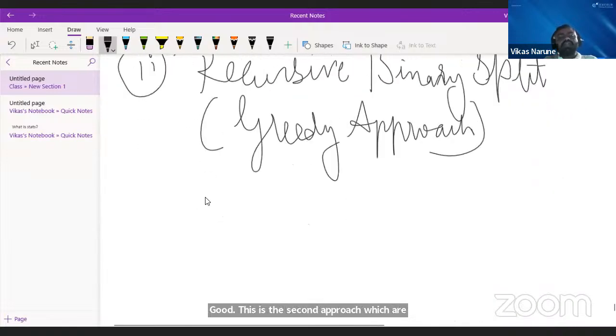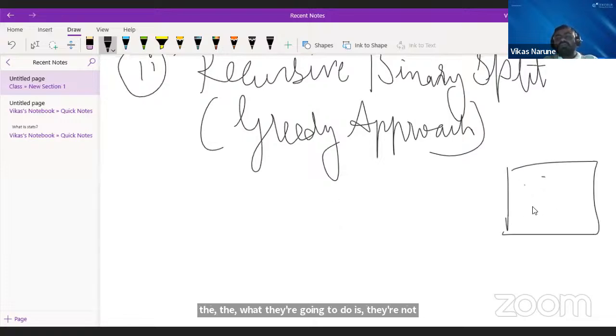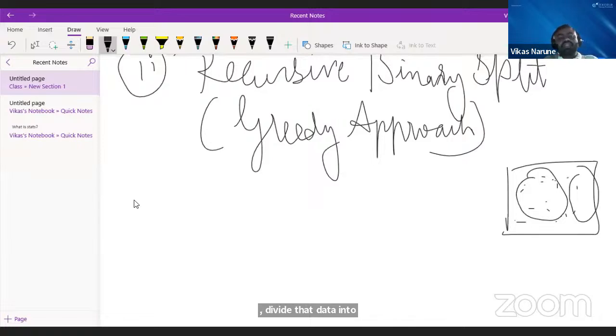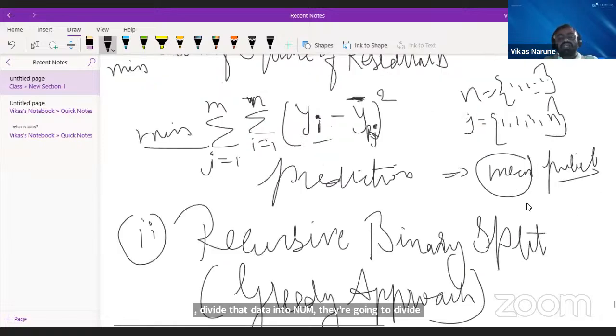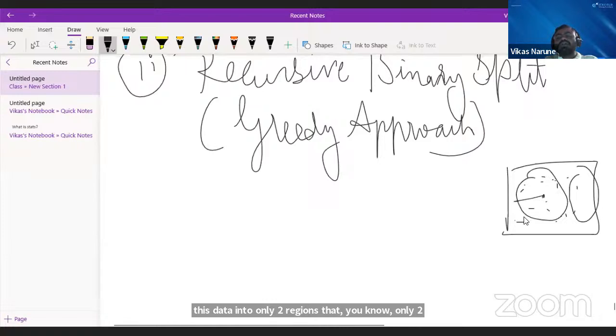In the greedy approach, they are not going to divide the entire data into n number of regions. They are going to divide this data into only two regions, guys, in such a way that the differences from the center to all the points in the regions should be minimum.